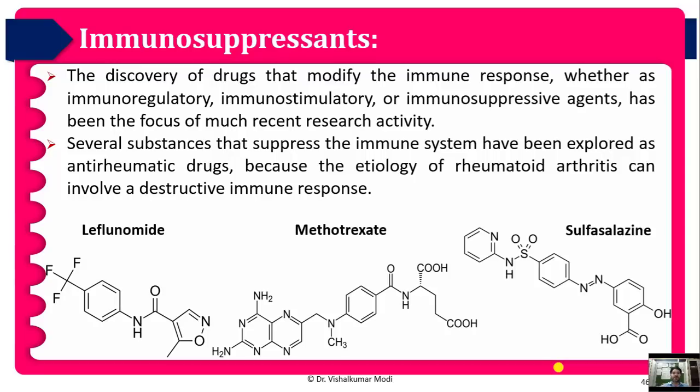Immunosuppression. The discovery of drugs that modify the immune response, whether as immunoregulatory, immunostimulatory or immunosuppressive agents, has been the focus of much recent research activity. Several substances that suppress the immune system have been explored as anti-rheumatic drugs because the etiology of rheumatoid arthritis can involve a destructive immune response. Three molecules belonging to this category are leflunomide, this is the structure of leflunomide, methotrexate and sulfasalazine.